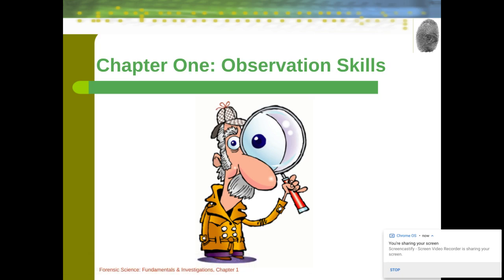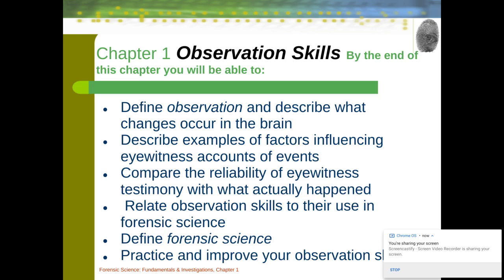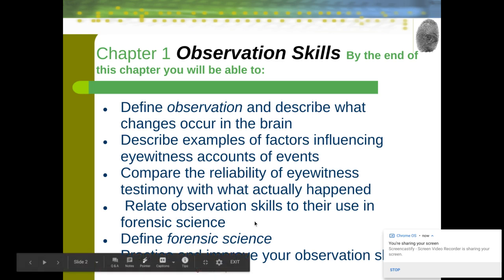So, you should have already taken most of the notes from the book as far as definitions. So, this is just a chance for us to talk about things. So, let's go on through here. So, there's a brief synopsis of things we're going to learn today. We're going to define observation, look at examples that influence eyewitness accounts, compare eyewitness reliability, relate observation skills to forensic science, define forensic science.